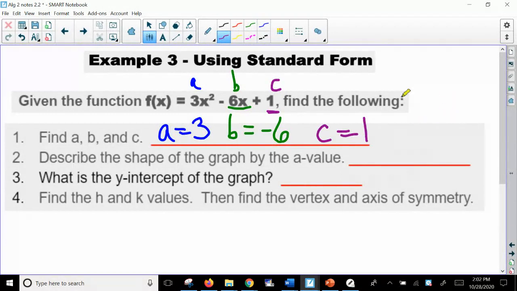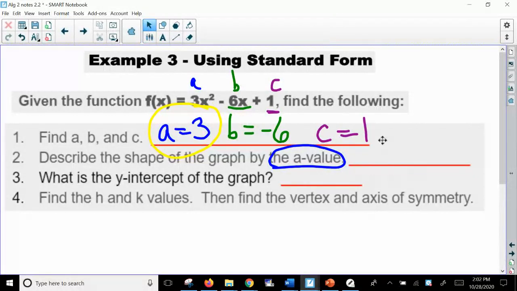Describe the shape of the graph by the A value. Okay, here's the A value. Because A is 3 and it's positive, it does not flip, but it will stretch. Now, I want to note, if A was negative 3, it will still stretch, but it will also flip upside down. The 3 is higher than 1. So when you look at the A value, just look at the A number without the sign, and that tells you if it will stretch or compress.